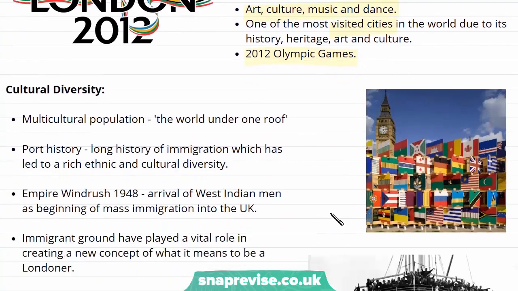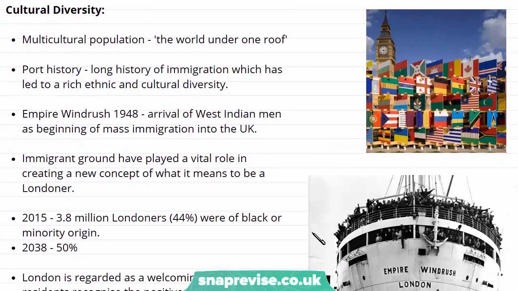So now looking at some of the cultural aspects of London, in particular its cultural diversity. As I mentioned earlier, London has a very much multicultural population, and it's said to have the world under one roof. So pretty much every single country on earth, there is bound to be someone or a group of people from that country living in London. And this here in this photograph was a display outside Westminster, which was to represent the multicultural society that we have in London.